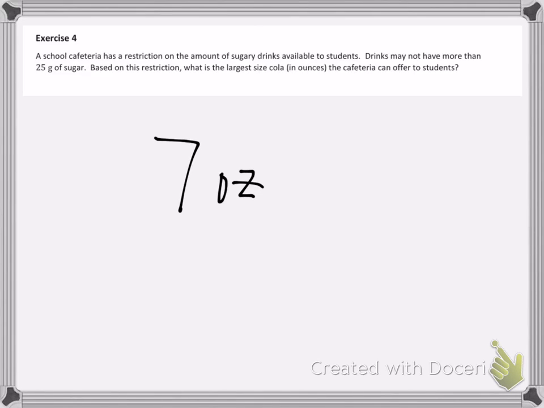Okay, using the double number line, we can look at our equivalent ratios and answer questions that way.